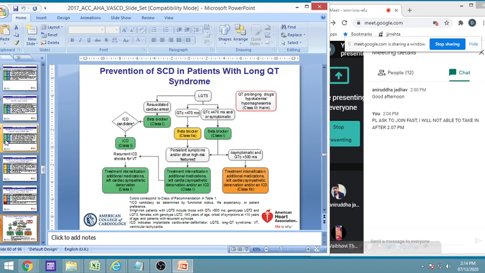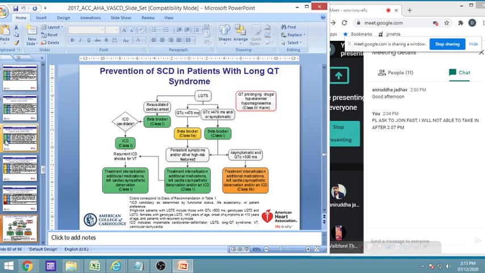If long QT syndrome was there, then in those cases we can make two categories: QTc less than 470 ms and QTc greater than 470 ms. In both cases we are going to use beta blockers. Then if there are still persistent symptoms and the patient is at high risk, go for ICD. And in other cases, treatment intensification, cardiac sympathetic denervation, and lastly ICD. So these are the final treatments.